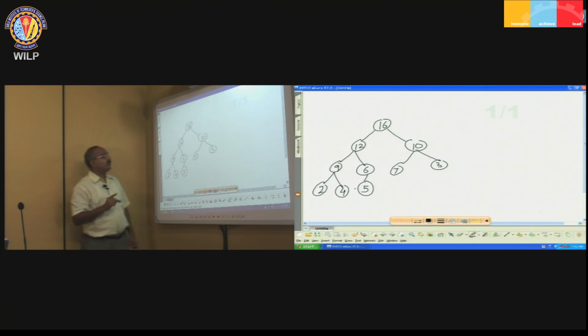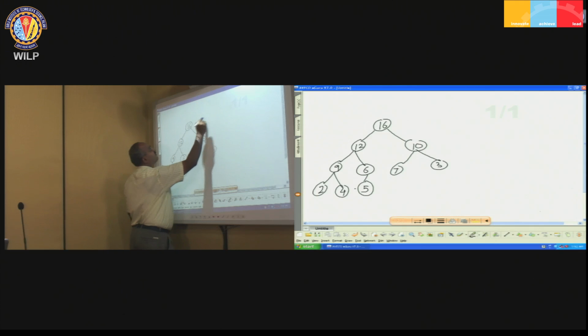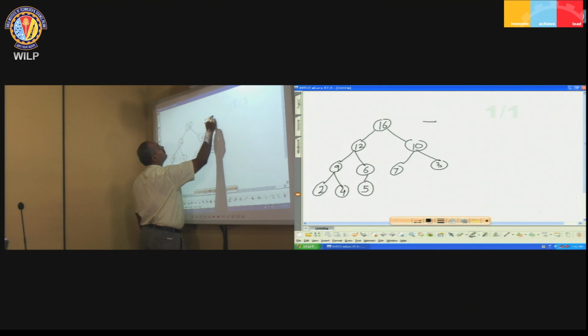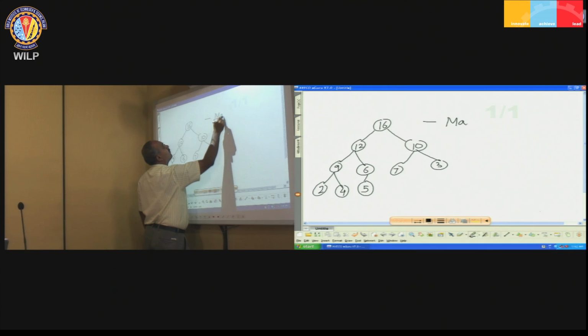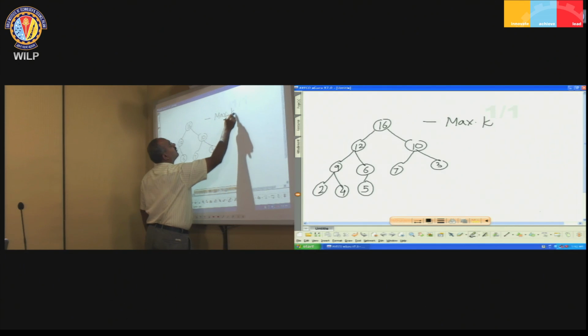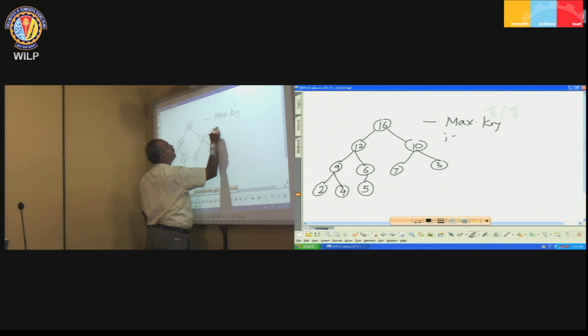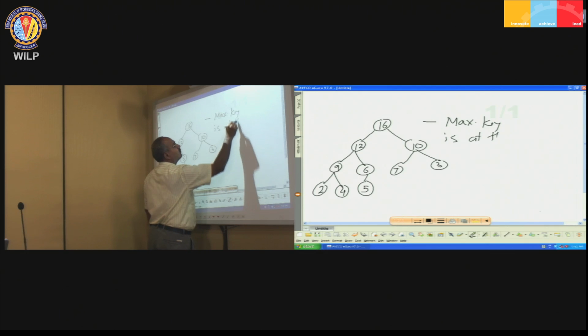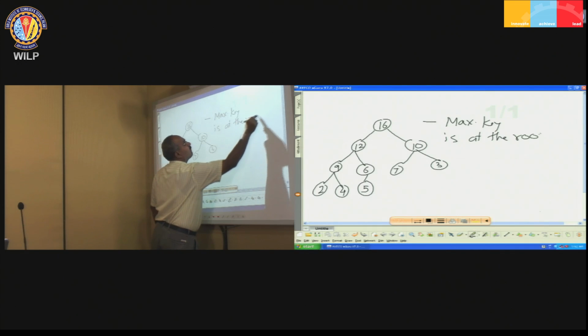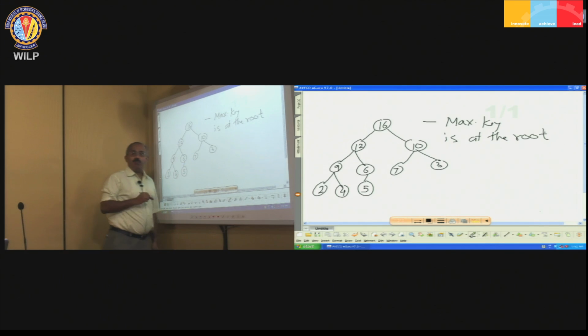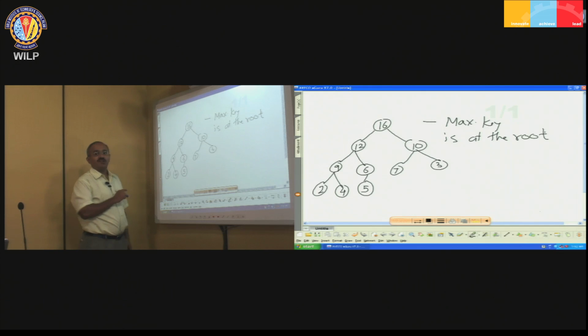So, one important observation is that the root, right. This is an important observation, that the maximum key is stored at the root. So, if you have a heap, the root will always store the max key.